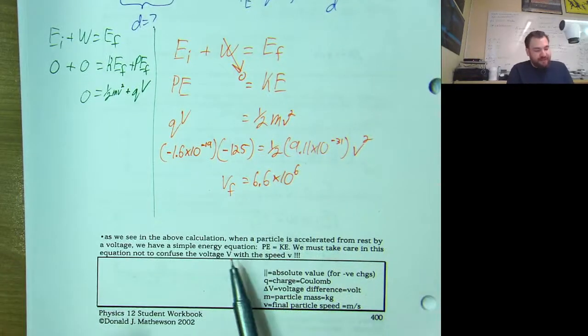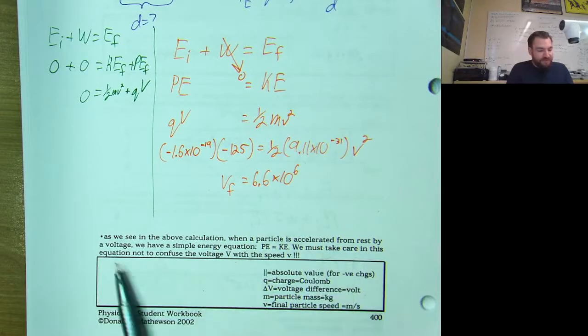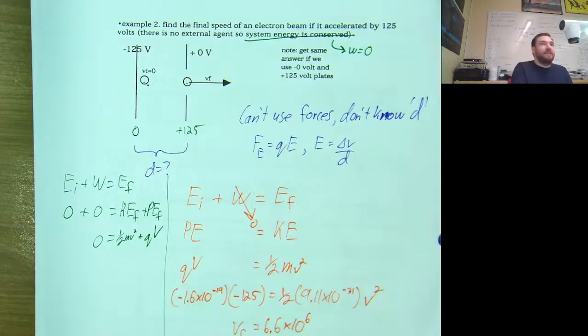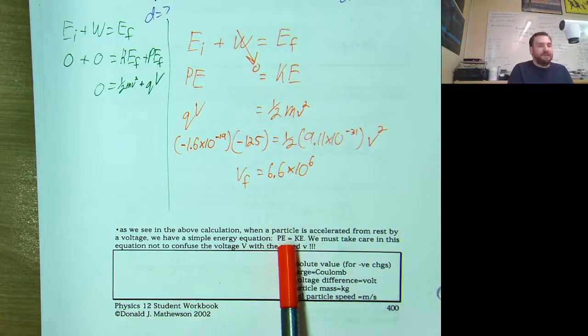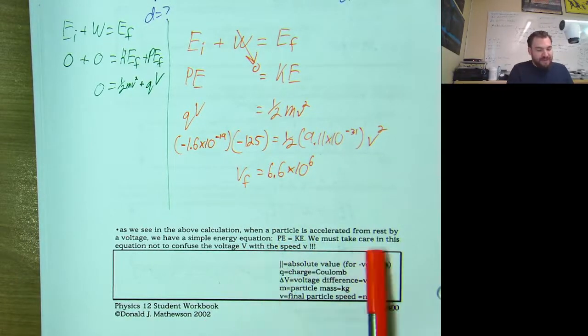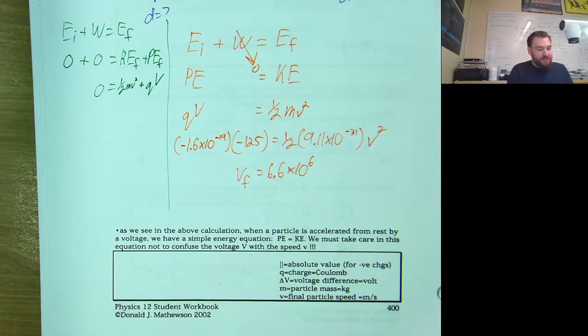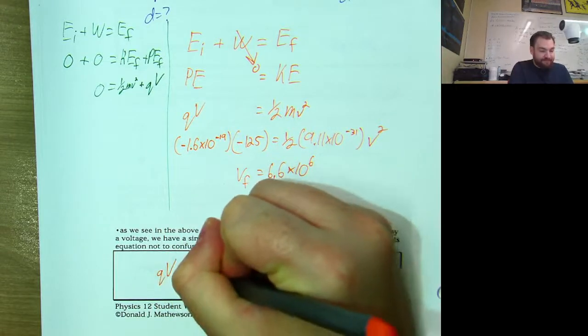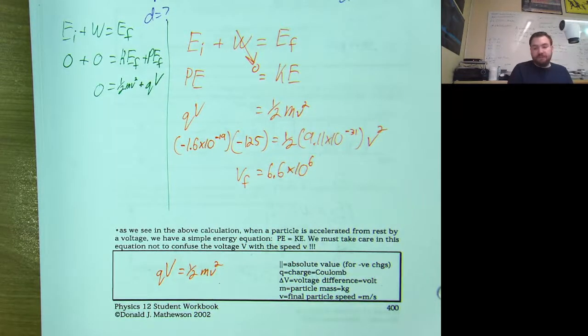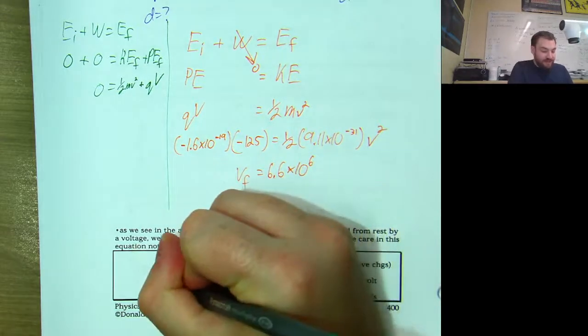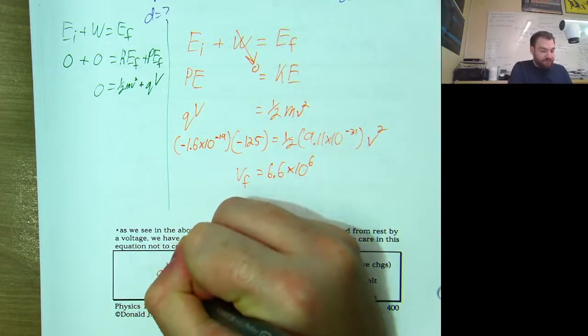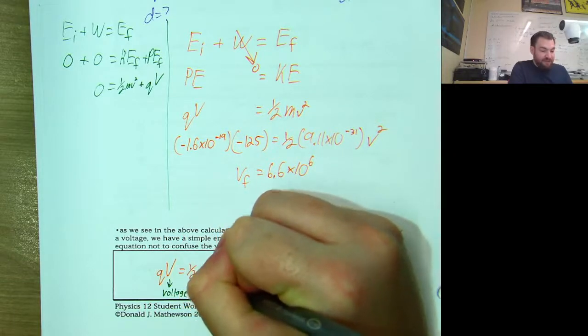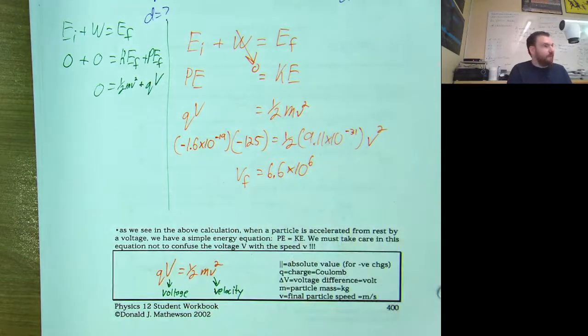Okay, so as you can see in the above calculation, when a particle is accelerated from rest by voltage, there's a simple equation here. Because there's no external work being done, depending on how we set this thing up, it's going to end up looking like this. PE equals KE, assuming you reason it through properly. We must take care in this equation not to confuse the V in voltage with the speed V. It's going to end up looking like this. If you set it up properly, you're going to get voltage here and velocity here. Context is important.